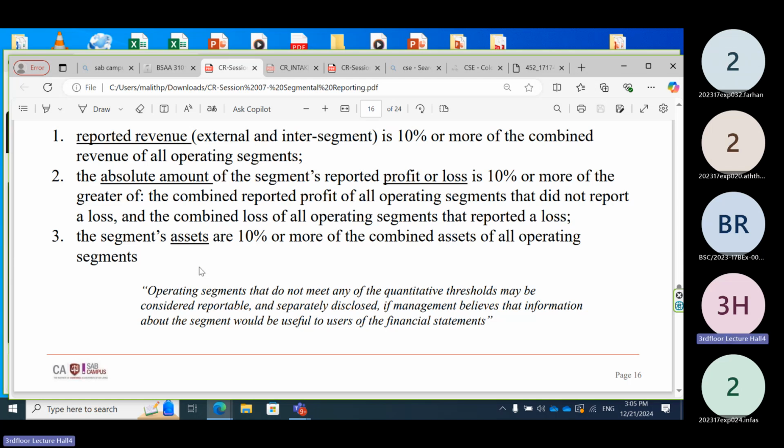You are having quantitative thresholds, right? There are 4 criteria. Once you are identifying a reportable segment, we need to comply with only one criterion. If it is more than 10% of total assets, it's a reportable segment. If it is more than 10% of profitability, it's a reportable segment.